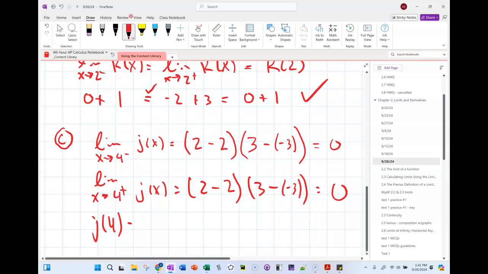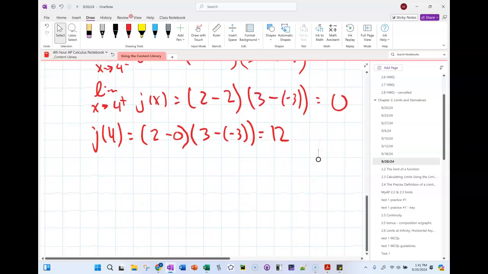Well, what's f of 4 give us? What does f evaluate at 4? 0. And what does g evaluate at 4? -3. So I get 12 there.